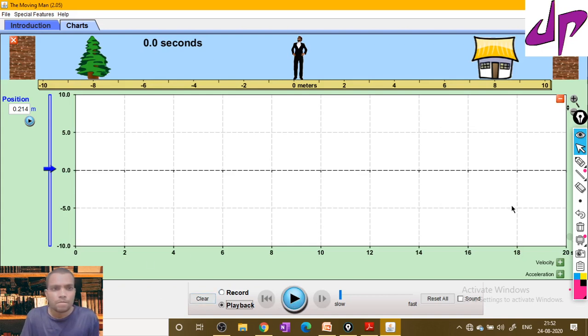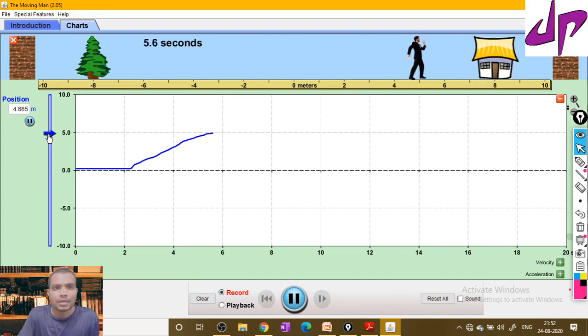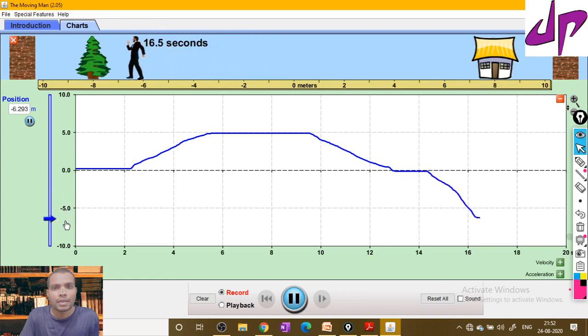Now I would like to do one small action with this moving man. Suppose I move him uniformly in the forward direction and then make him rest, and then I want to move him back in uniform motion backwards, and then again in the negative direction, and again he is moving in the forward direction.